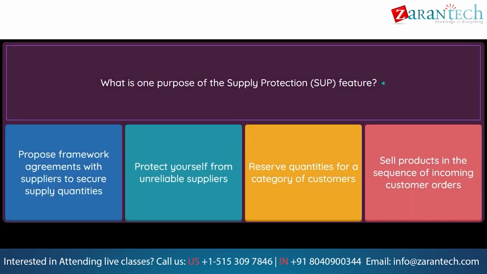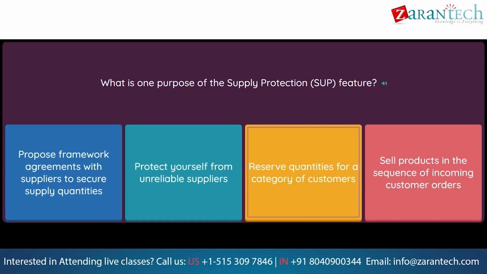Question: what is one purpose of the Supply Protection, SUP, feature? Option 1: propose framework agreements with suppliers to secure supply quantities. Option 2: protect yourself from unreliable suppliers. Option 3: reserve quantities for a category of customers. Option 4: sell products in the sequence of incoming customer orders.